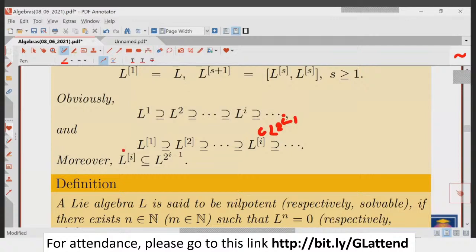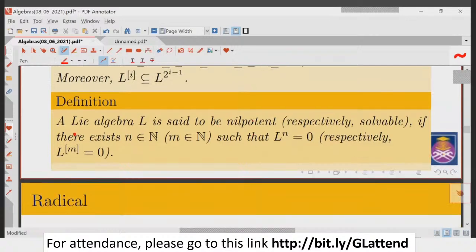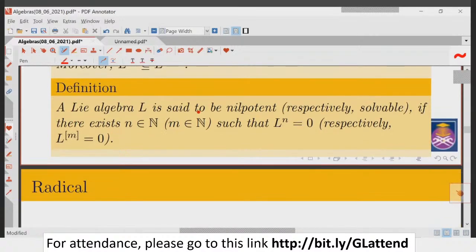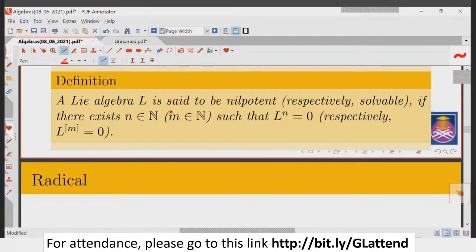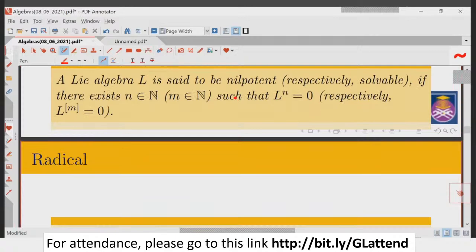From termination of this series, you cannot get termination of this. From this, you can get this, but the converse is not true. Here also the same: we have the index of nilpotency and the index of solubility. Nilpotent if it is 0, soluble if it is 0, and the minimal one is called the index of nilpotency, index of solubility.